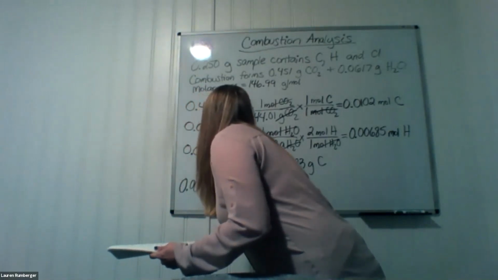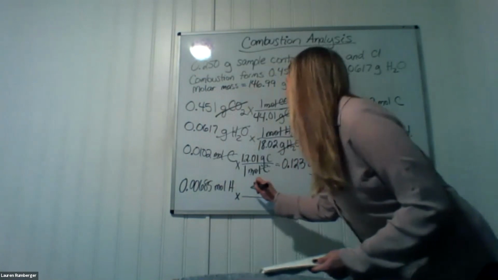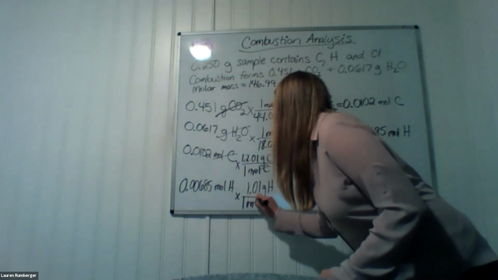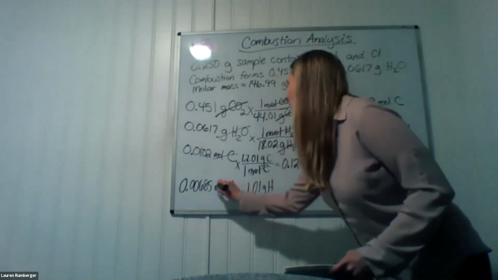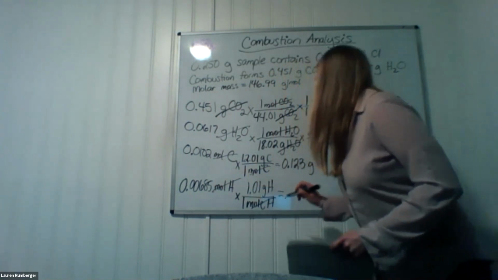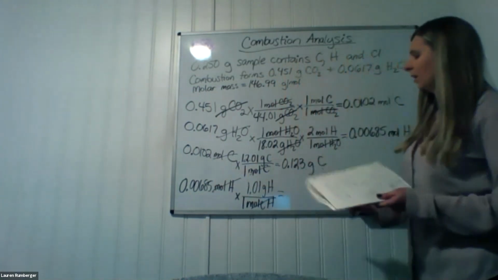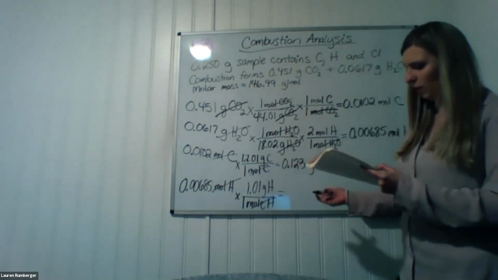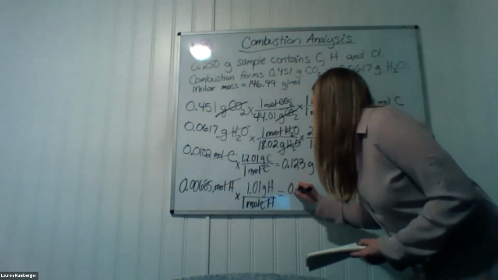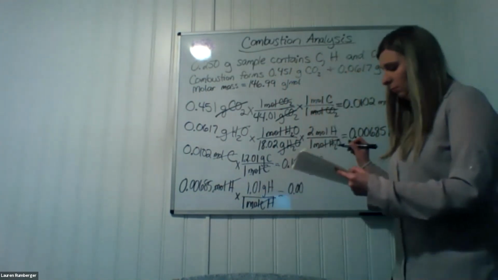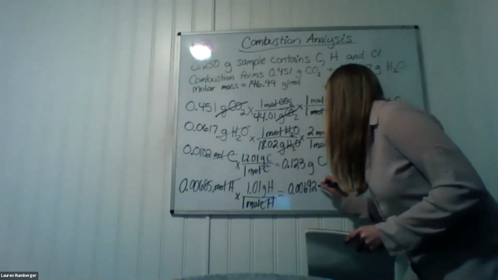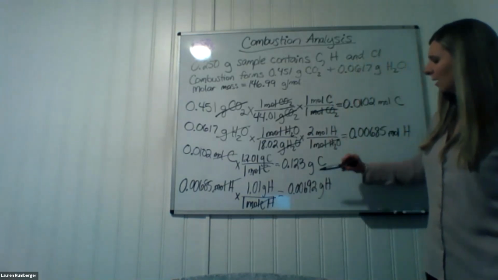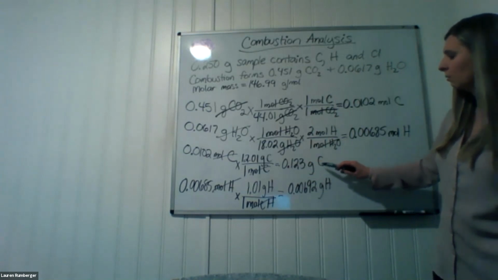Now for hydrogen, we're going to take 0.00685 moles of hydrogen and convert this to grams. 1.01 grams of hydrogen is in 1 mole of hydrogen. Cancel units here. And then now we're going to solve for the grams of hydrogen. By multiplying by 1.01, you get 0.00692 grams of hydrogen.